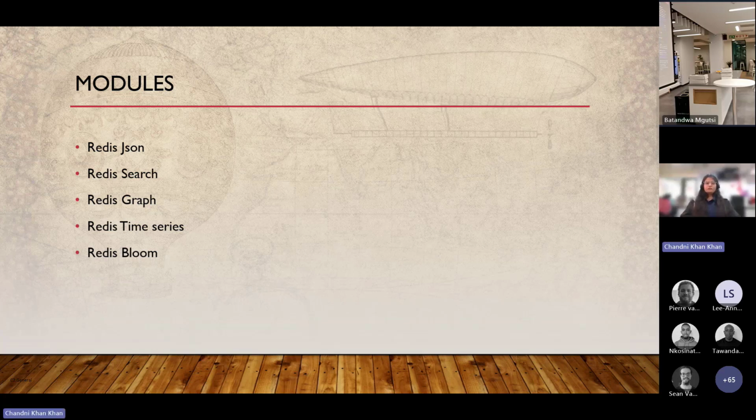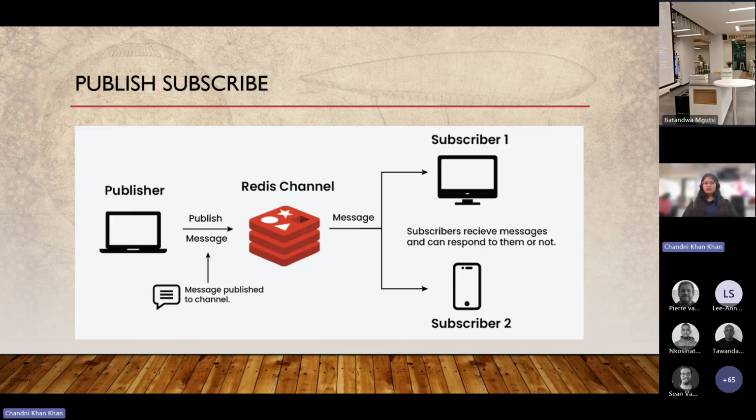Now, this is one of the functionalities that has been used by many companies. For example, Snapchat does use this publish subscribe. What happens here is that the publisher will be creating a channel in Redis, and from Redis it will be giving the message to all the subscribers. Now it depends on the subscriber whether they react to it or not.